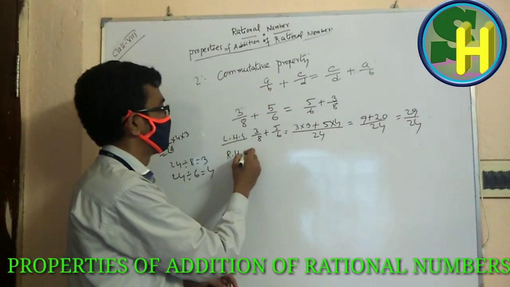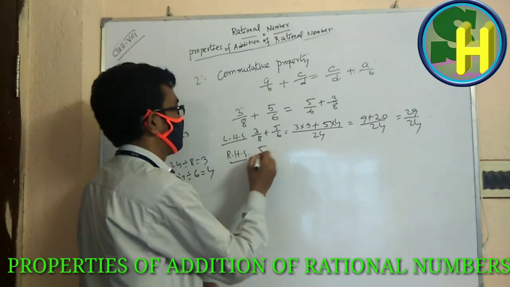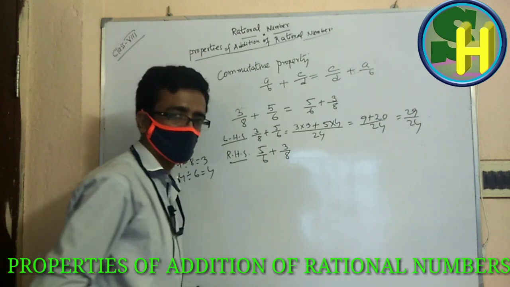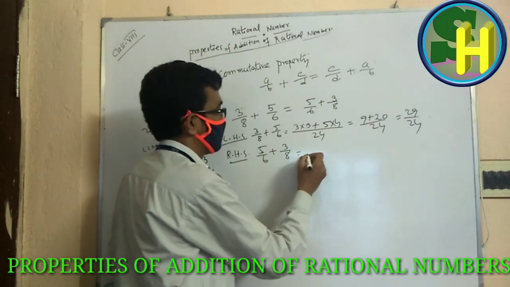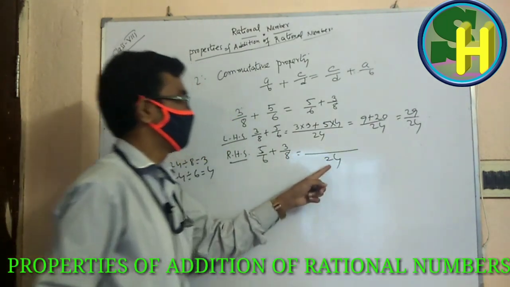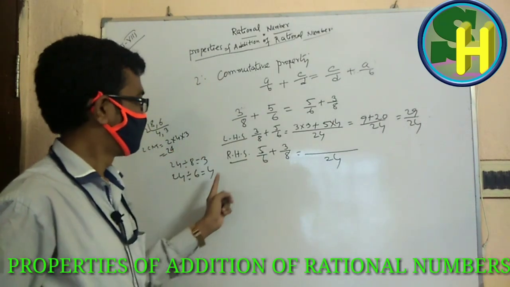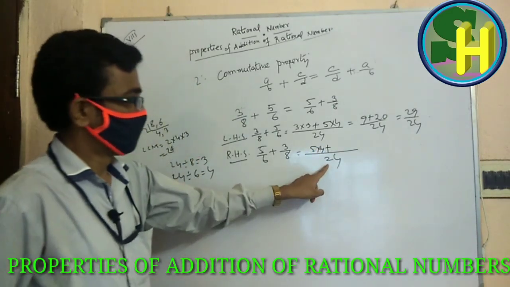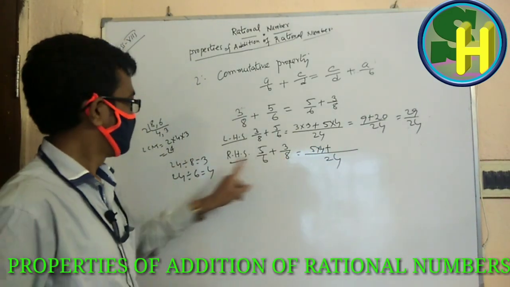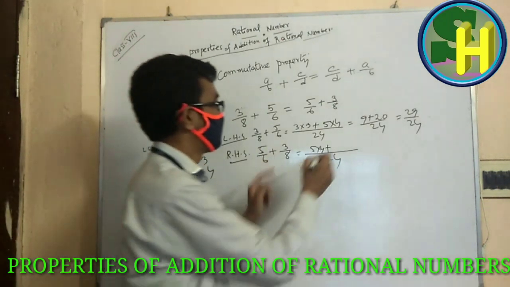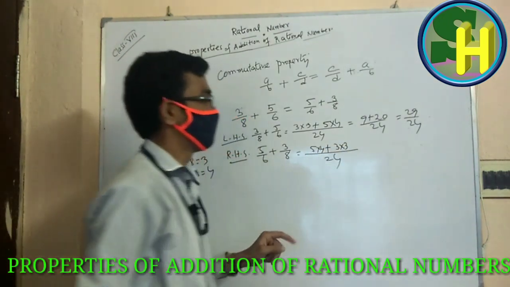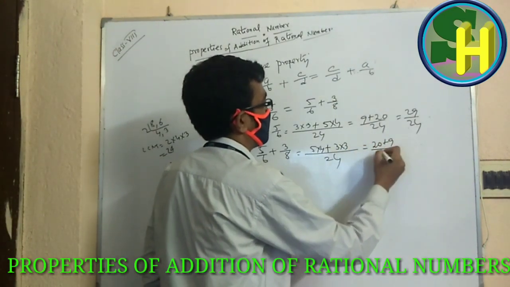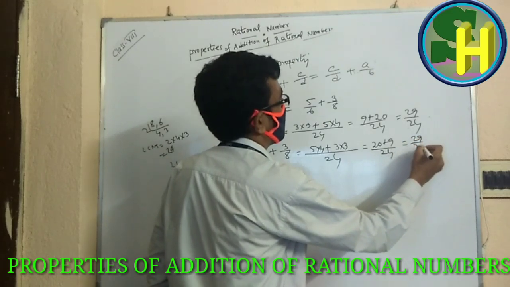Right hand side: 5 by 6 we add to 3 by 8. So the LCM is 24. You divide 24 by 6, that is 4, and 5 we will multiply by 4, plus 24 divided by 8, that is 3, and this 3 will be multiplied by this 3. So this is 20 plus 9 by 24, so 29 by 24.